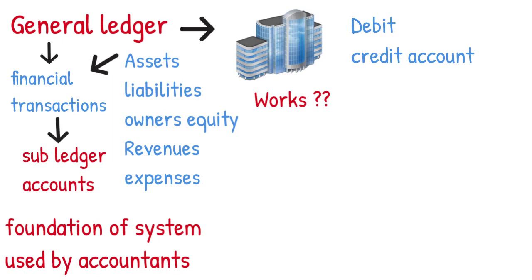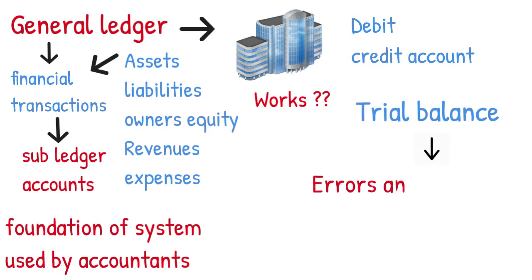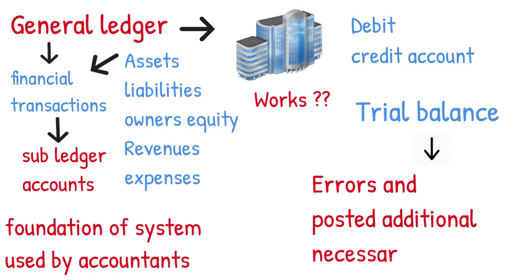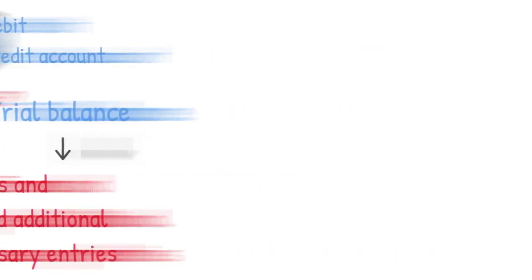The transactions are then closed out or summarized to the general ledger, and the accountant generates a trial balance, which serves as a report of each ledger account's balance. The trial balance is checked for errors and adjusted by posting additional necessary entries, and then the adjusted trial balance is used to generate the financial statements.